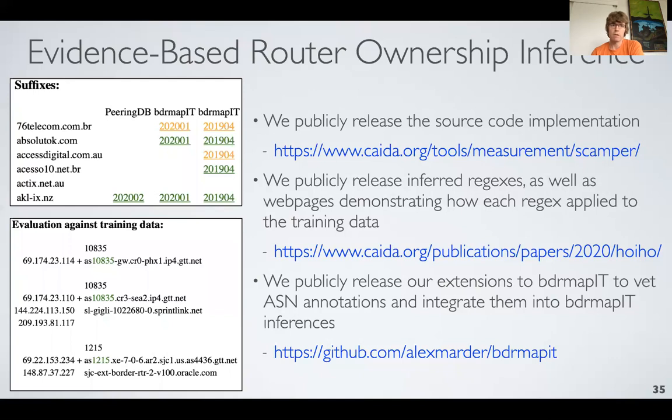Our set of regular expressions covers, in the January 2020 IDDK, 90 different ASs of different size and location and roles. We publicly released the source code implementation of our inference methodology for inferring regular expressions. We publicly released those inferred regular expressions, as well as web pages that show how each regular expression applies to the training data. The screenshots on the left-hand side of this slide show what you can roughly expect on those web pages. And we publicly release our extensions to border map-it to vet the ASN annotations and integrate them into border map-it inferences.